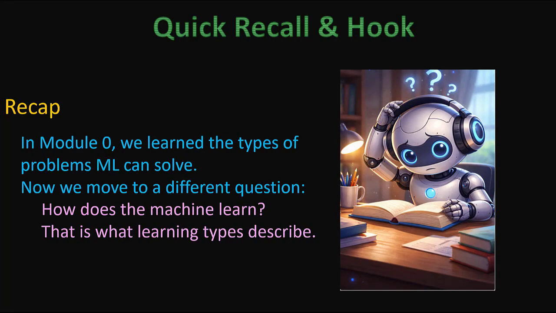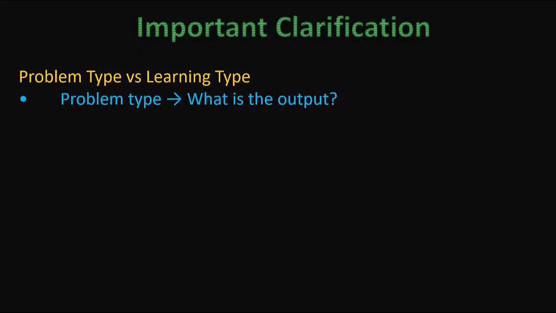In the last video we learned the types of problems a machine learning can solve. So now the question comes, how does the machine learn? This is what the learning type describes, how it learns. There's an important clarification, as I gave in the previous video also. I'm repeating it: problem type versus learning type.